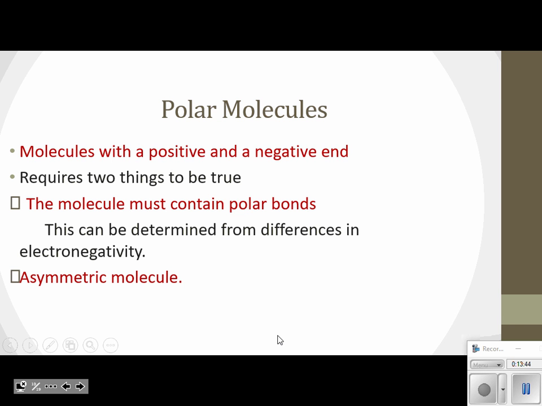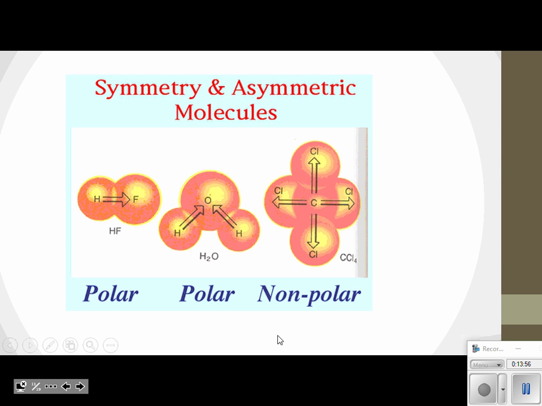we need to have an asymmetrical molecule. What's that mean? What's asymmetrical? Not symmetrical. A is not. So a molecule that is not symmetrical. Well, what does that mean? Okay? What does that mean? Well, here, I look at hydrogen and fluorine. We've been talking about this. We know that that is a polar molecule. We know it's a molecule because they're bonded together. There's only two of them. So the electrons are being pulled to the fluorine.